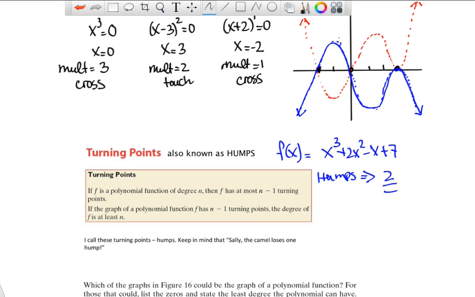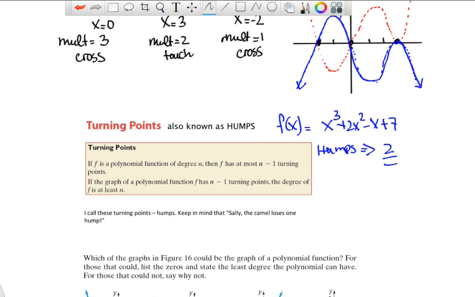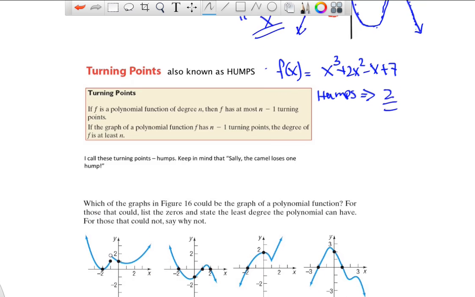If you have younger brothers or sisters and you still have to listen to Barney every now and then, there's a song about Sally the camel, and Sally the camel always loses one hump. So that's sort of what I remember here. This represents a camel. I only see 1, 2, 3 humps, so this one could have been an x to the 4th. It could be more, but it definitely has to be at least an x to the 4th. We'll see that a little bit more in some pictures here.